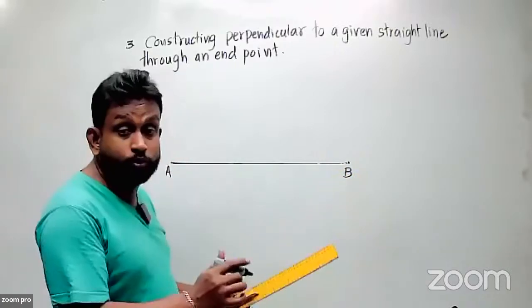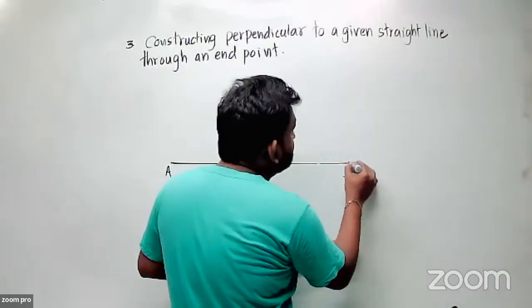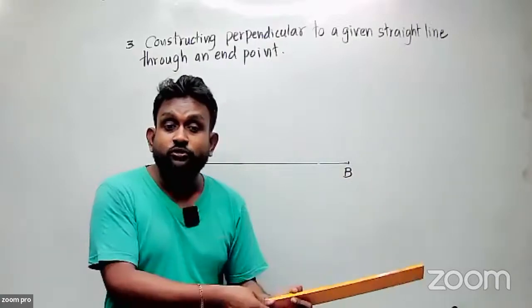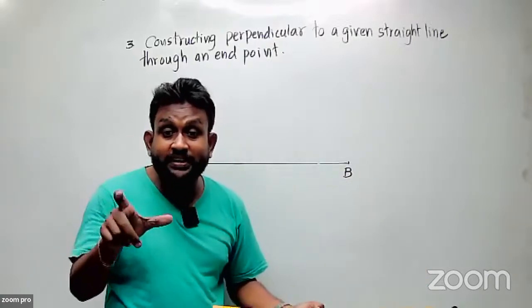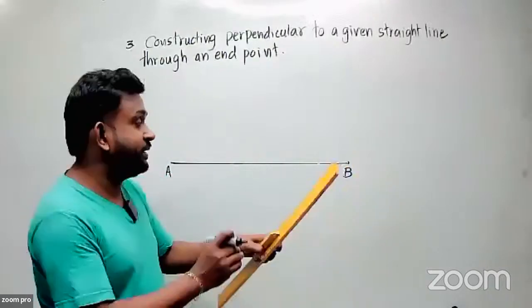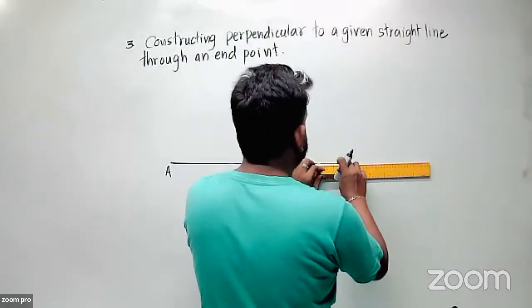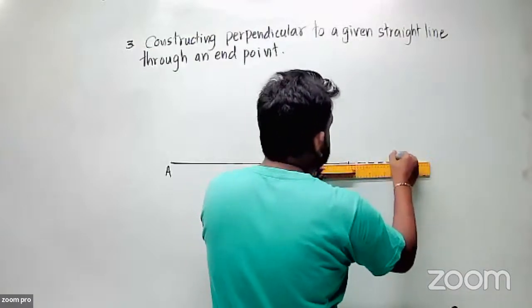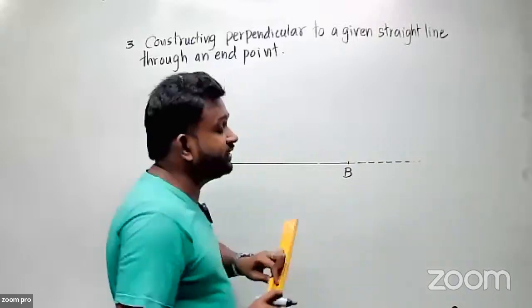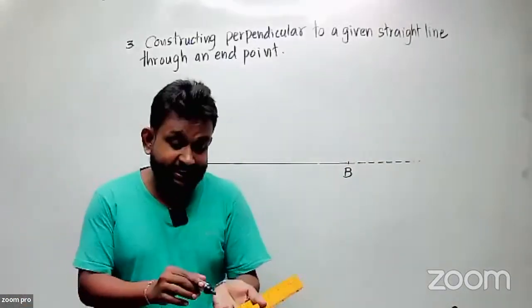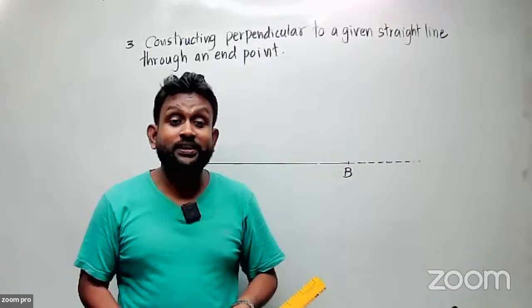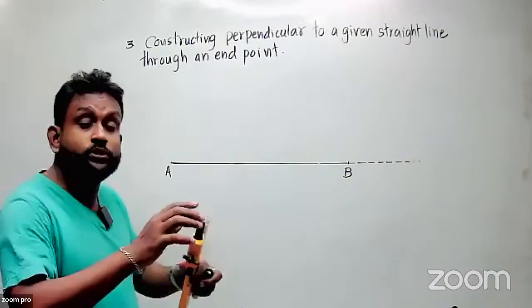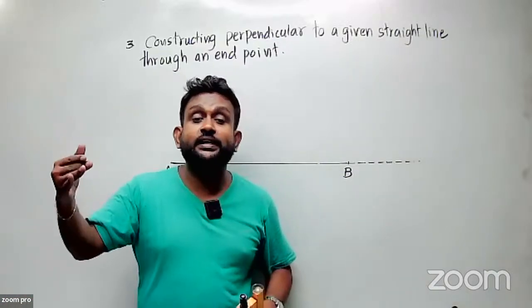Then what we need to do here is extend the line after B. But actually the line is not there. So what we do is extend it by a dotted line. Right, we extend by a dotted line. Why do we use the dotted line? Because the line is actually not there. In that manner, the dotted line is a temporary construction. Okay, now we do the same way as we did in the second method.